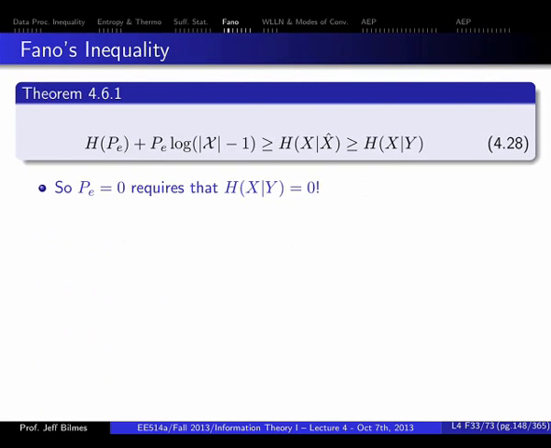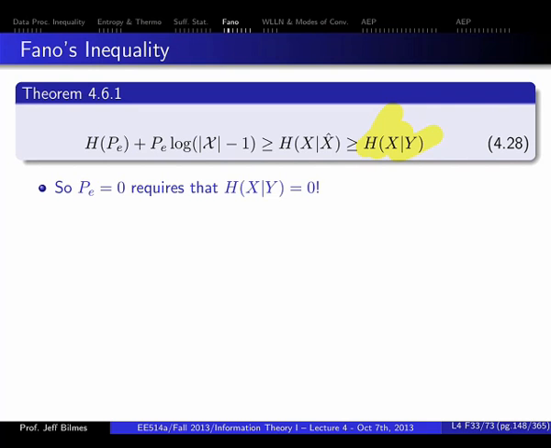And here's Fano's inequality. We'll just state it. Let's take a moment to digest it. It basically says that the entropy of the error probability plus the error probability times log of the alphabet size minus 1 is upper bounded by this conditional entropy, which is further upper bounded by the secondary conditional entropy here.